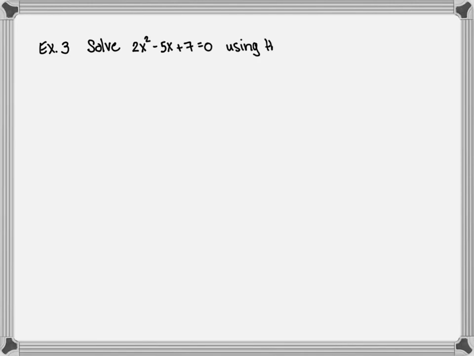For our third example, let's look at solving 2x squared minus 5x plus 7 equals 0 using the quadratic formula. Remember, the quadratic formula is x equals the opposite of b plus or minus the square root of b squared minus 4ac all over 2a.